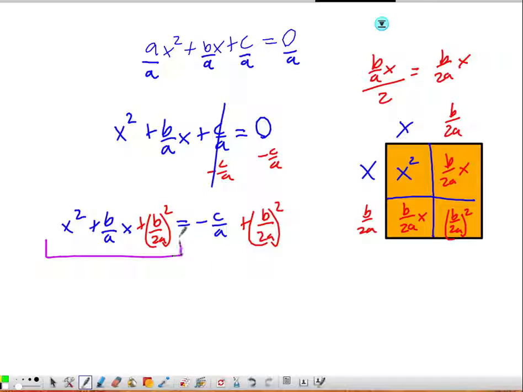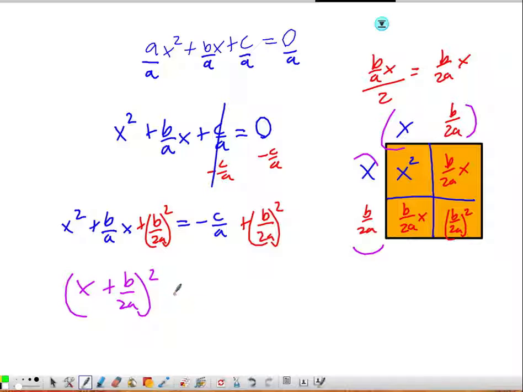Now, this represents the area of the square, x squared plus b over ax plus b over 2a squared. We can write this equation differently. Since that represents the area of the square, we can use the dimensions on the outside. And so it's simply going to be b over 2a squared. And then we can simplify the right side. We have negative c over a, and let's multiply these together, and we have b squared over 4a squared. So when we square b over 2a, this is what we get.